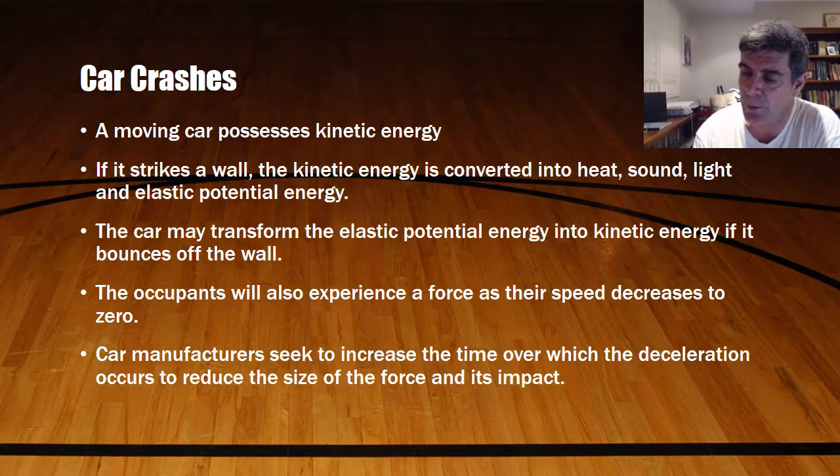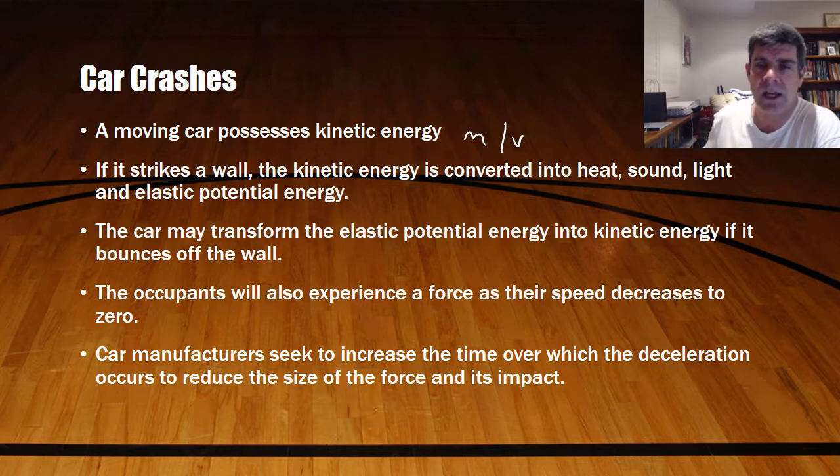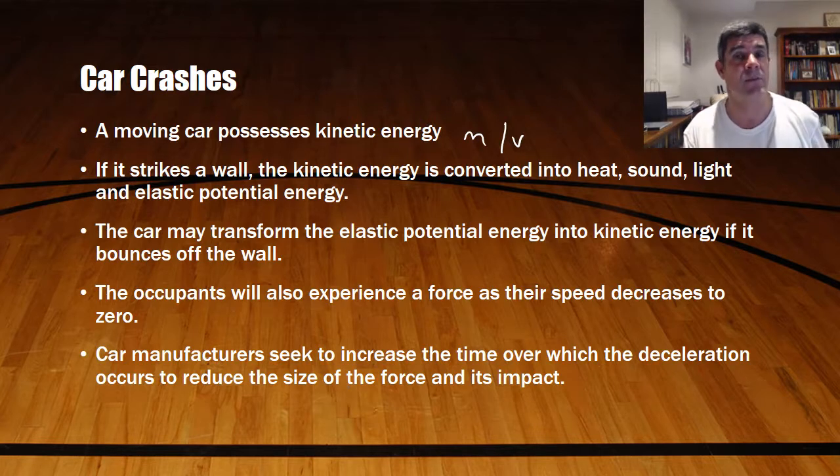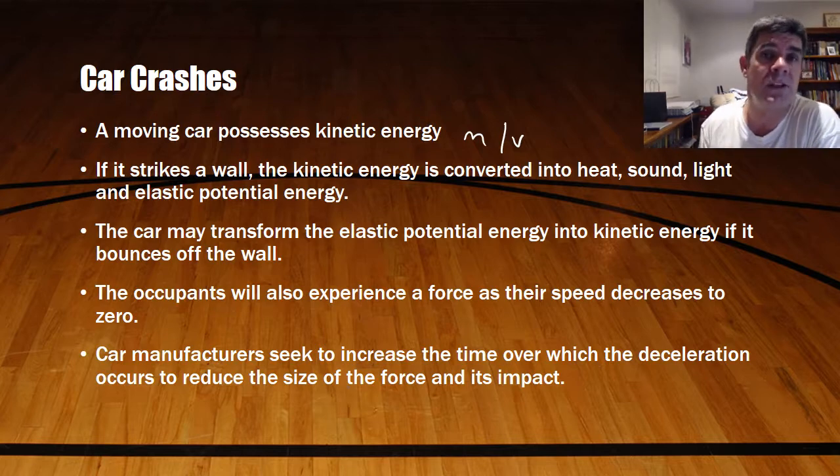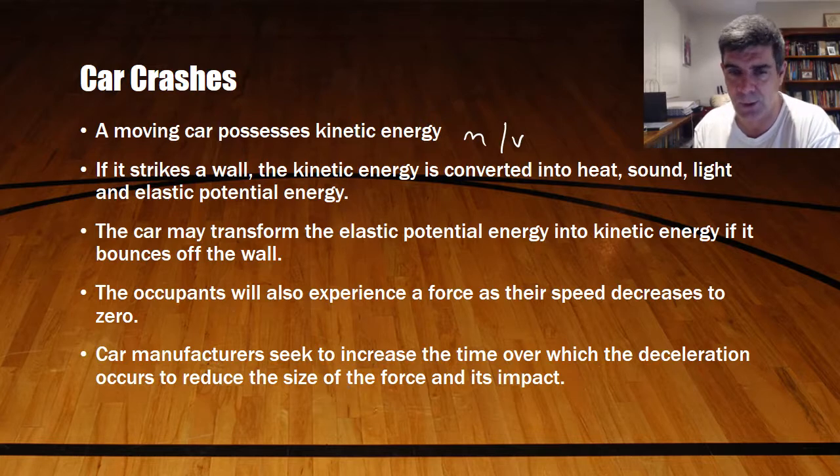Moving cars obviously will possess kinetic energy. That is a function of their mass and their velocity, because kinetic energy is a half mv squared. But what happens if the car strikes a wall? When the car strikes a wall, the kinetic energy is converted into lots of different forms of energy: heat, sound, light, and even elastic potential energy. It's very difficult to understand where all that momentum is going, but there's a lot of transfers that occur as the car is crumpled. In fact, most modern cars are designed in a particular way to absorb these types of collisions in such a way as to protect the occupants of the car as long as possible.